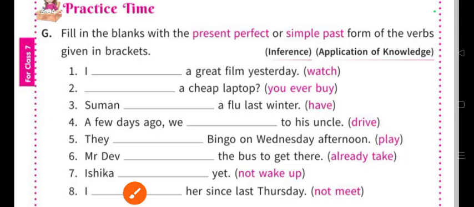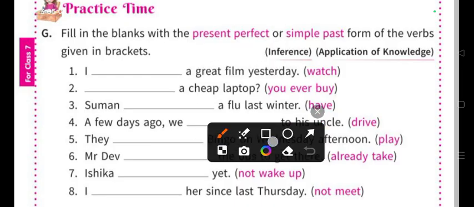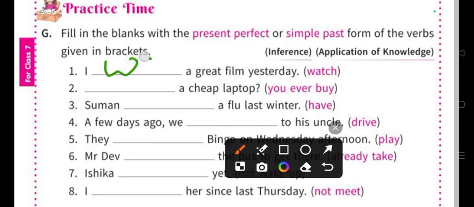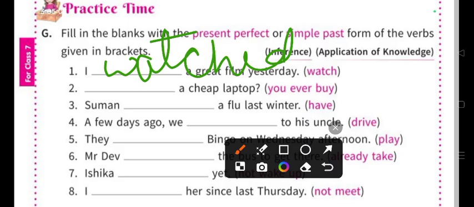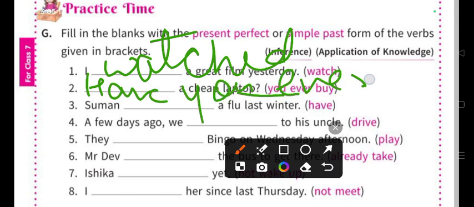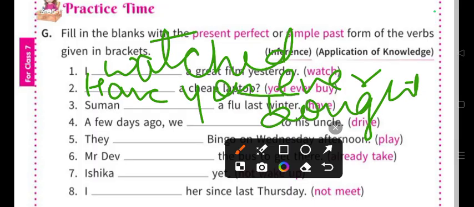Fill in the blanks with the present perfect or simple past form of the verbs. So, what will be the simple past of watch? It will be watched. Now, the next one. Because this is a question, we will start: have you ever bought a cheap laptop?